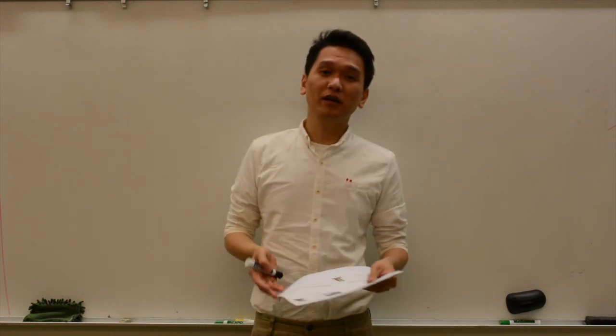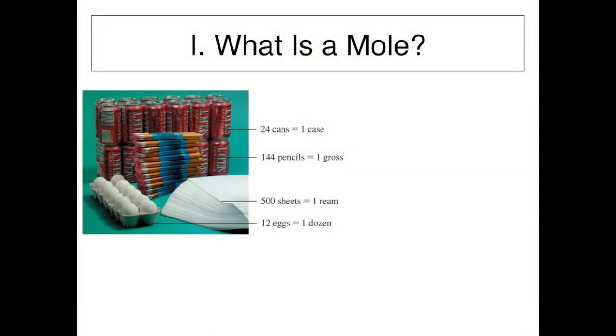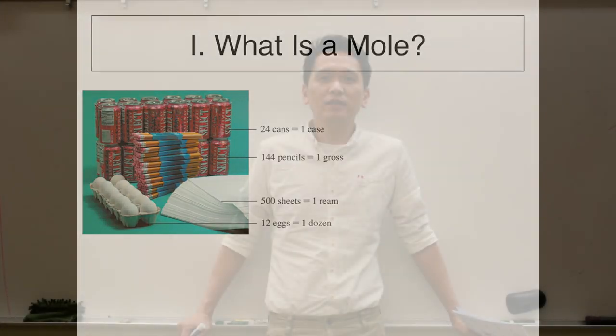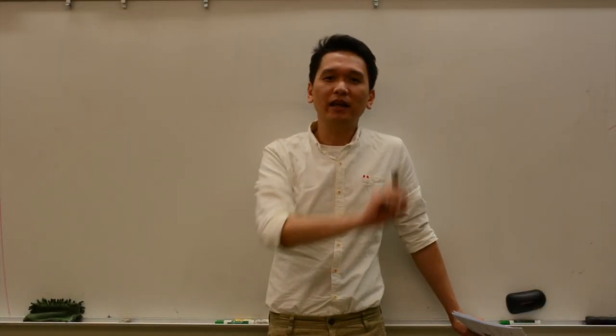So the first thing we're going to talk about is what is a mole. And in chemistry, a mole is a very useful number. Now, to help you think about what a mole is, think about the word dozen. A dozen means 12 of something, right? So that word dozen just is a number.